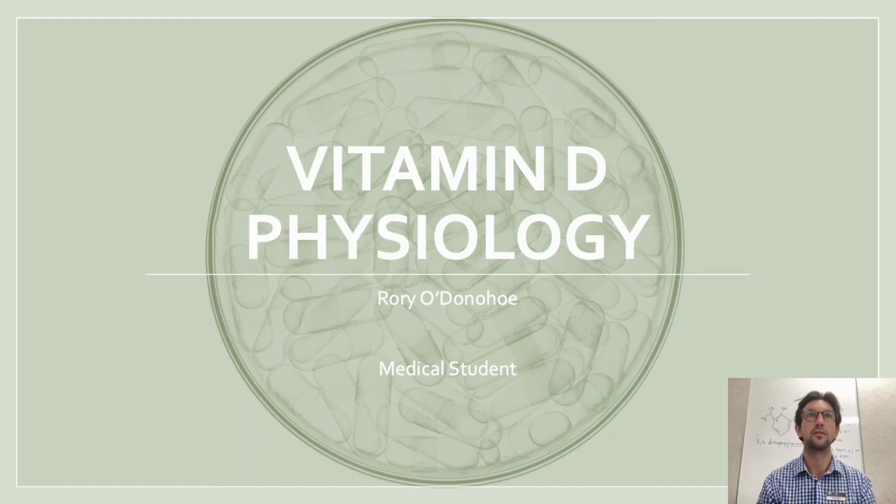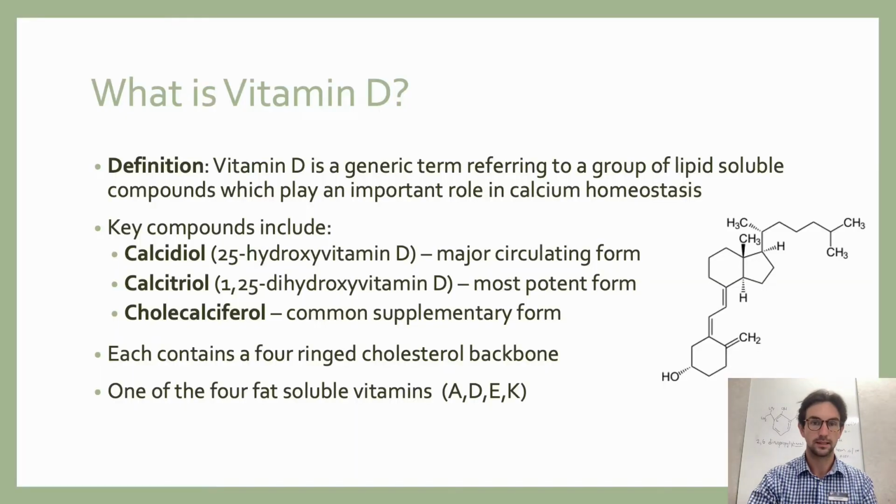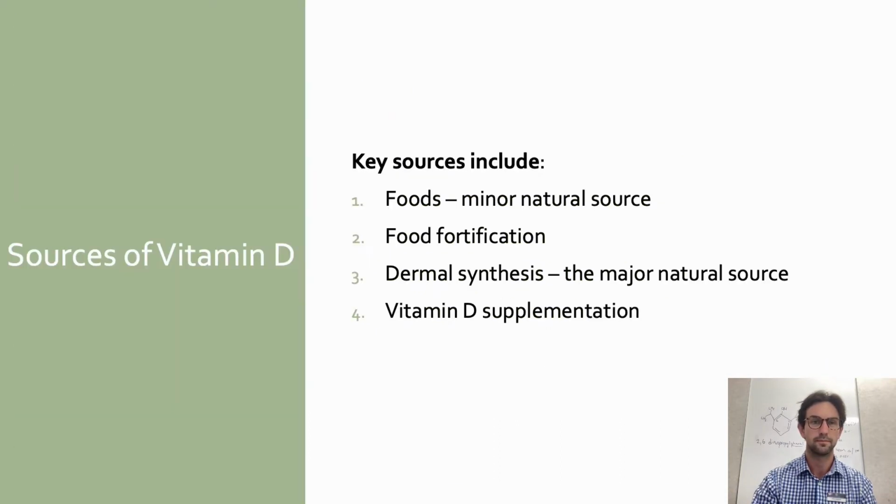Morning. So today I'm talking about vitamin D physiology. I'll start by defining vitamin D. Vitamin D is a generic term referring to a group of lipid-soluble compounds which play an important role in calcium homeostasis. The key compounds include calcidiol, which is a major circulating form, calcitriol, which is the most potent form, and cholecalciferol, which is the most common supplementary form. They each contain a 4-ring cholesterol backbone, and it makes up one of the 4 fat-soluble vitamins.